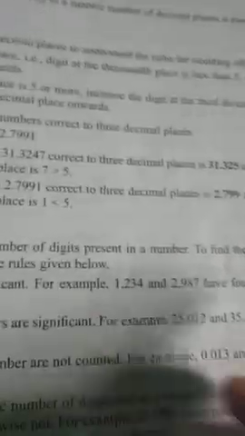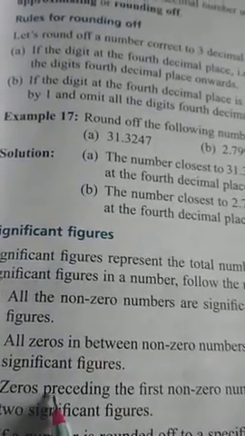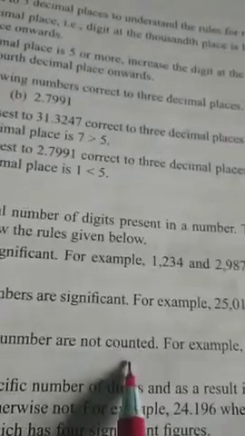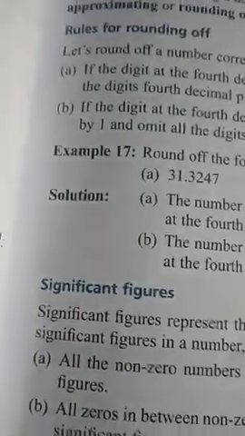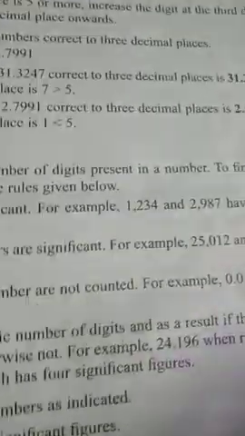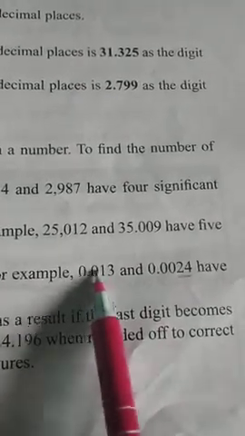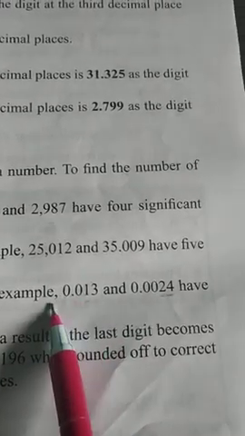Okay, so how many significant figures are there? 5. Next condition: zeros preceding the first non-zero number are not counted. If any non-zero number is written and there are zeros just before it, those zeros are not counted. Here the zeros are before the number 1, 3, so the 2 zeros will not be counted as significant figures.